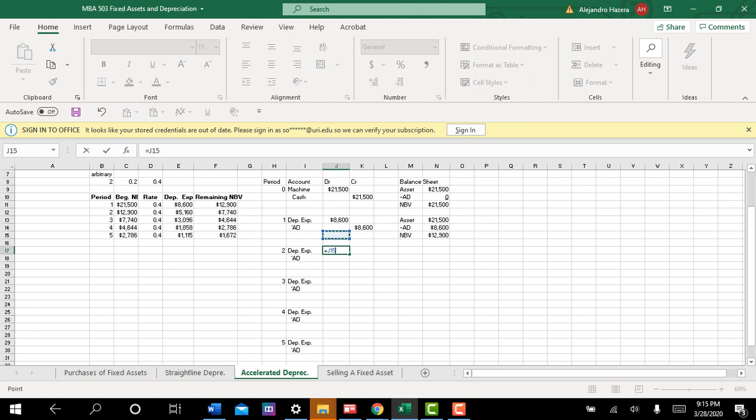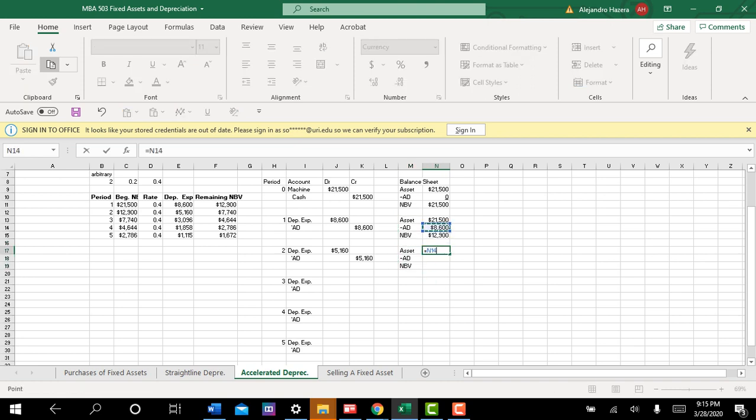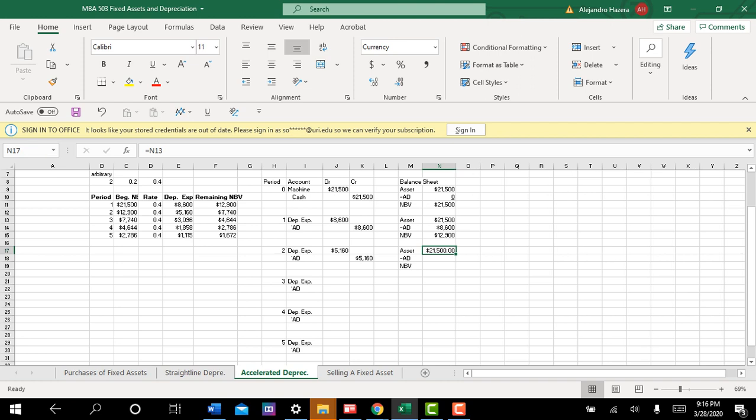Our next year's depreciation expense is $5,160. And once again, we have a balance sheet. Once again, the asset account will be, what happened there? The simplest thing. Oh, I'll just stretch it out. I'll format all this at the end. Okay, so your asset account is 21,500, which is equal to that number right there.